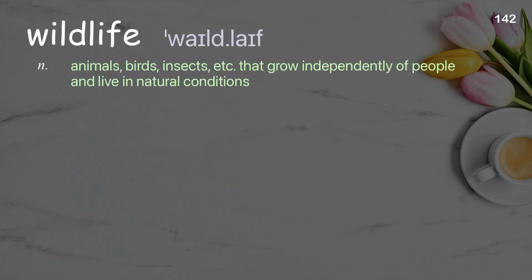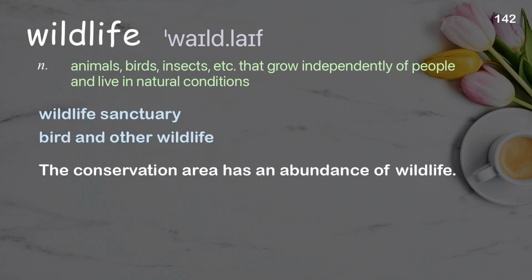Wildlife: animals, birds, insects, etc. that grow independently of people and live in natural conditions. Examples: wildlife sanctuary, bird and other wildlife. The conservation area has an abundance of wildlife.